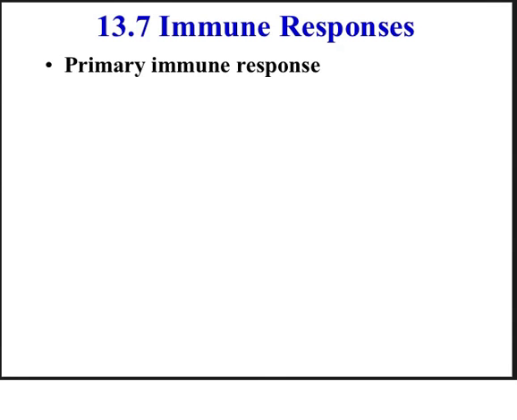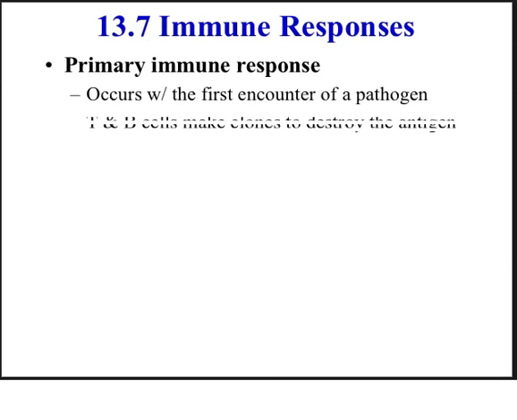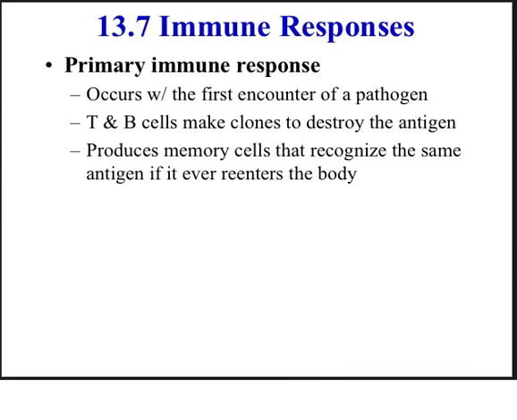The primary immune response occurs with the first encounter of a pathogen. T and B cells make clones that destroy this antigen, and we produce memory cells that recognize the same antigen if it ever re-enters the body even more effectively than the first encounter.